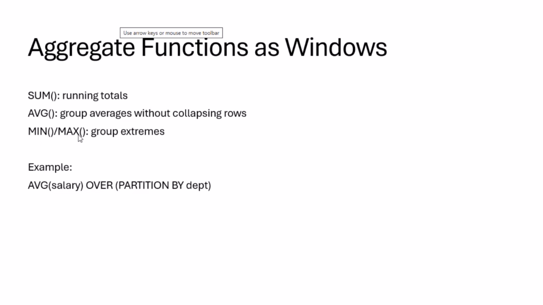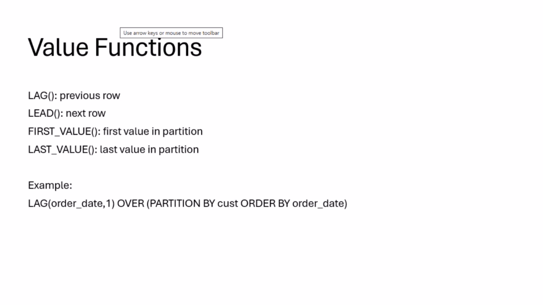Then we also have the min and max functions to check group extremes. For example, I can use max here to check the highest salary per department. Sorry, did I say average? I can use max to check the maximum, or the highest, salary per department. Okay, let's move on now to value functions.